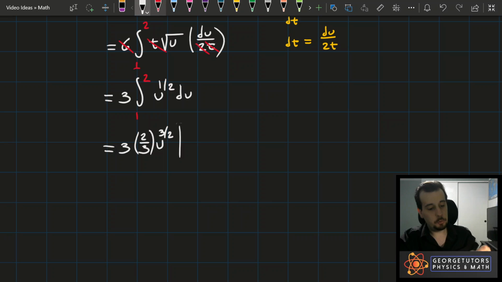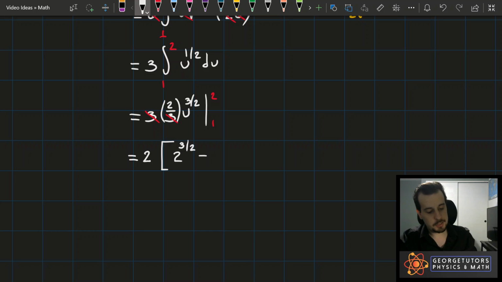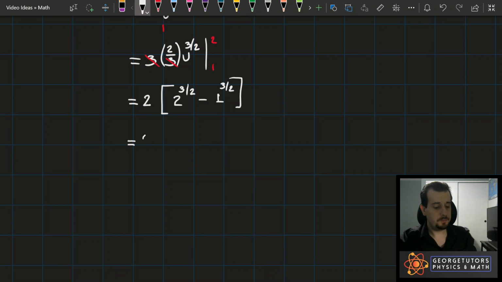Don't forget that we're evaluating this between 0, or rather 1 and 2. The 3's cancel. The 2 I can keep outside the evaluation of the endpoints. So we have right now 2 u to the 3/2. We start with 2 to the 3/2, and then minus, we see here 1 to the 3/2 as well. Okay, this is not going to simplify by much.